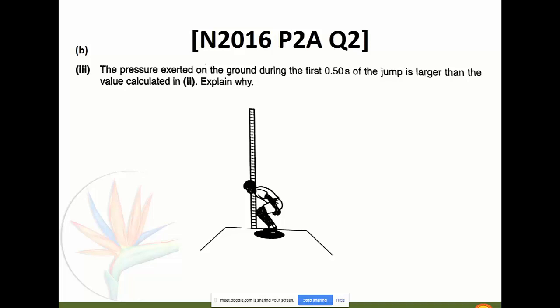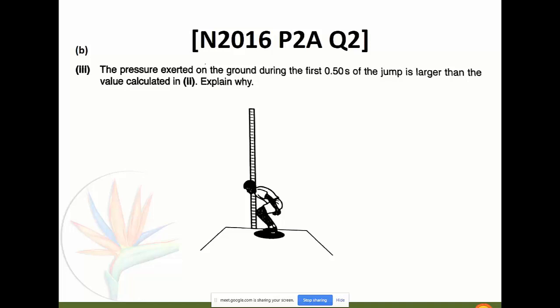Who can tell me how to interpret this question? The pressure exerted on the floor during the first 0.50 second of the jump is larger than the value calculated in part 2. Explain why. Going to jump, right? Okay, come. Can you? Otherwise, I will ask the PE teacher. Yeah, PE teacher, that's why I call you here. How? Squat. Yeah. And then jump a bit.